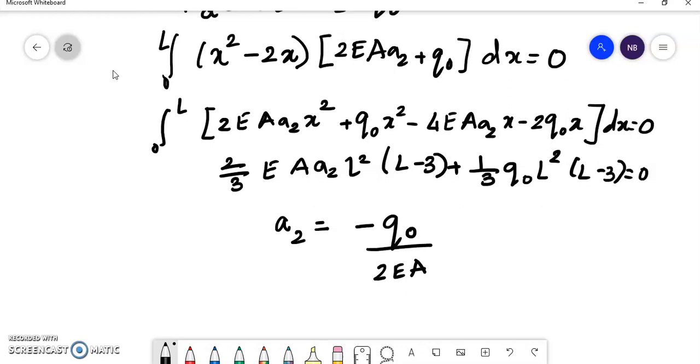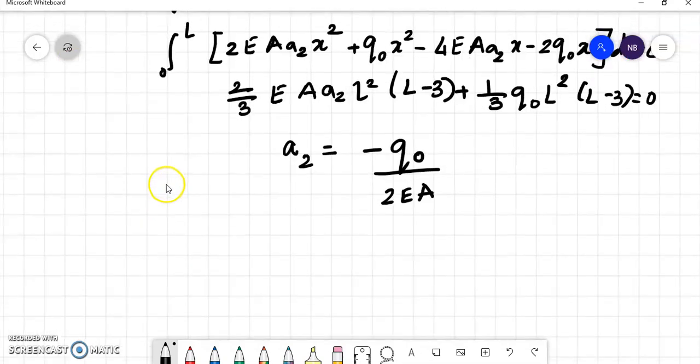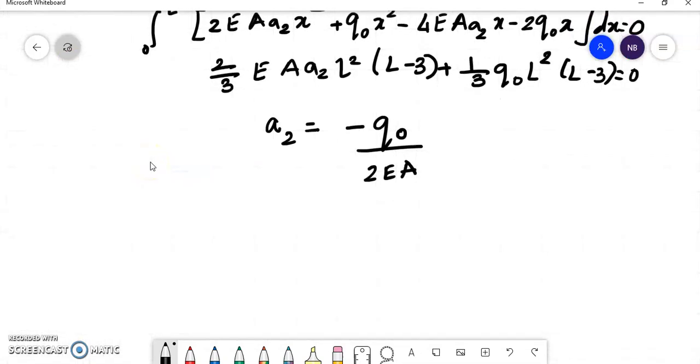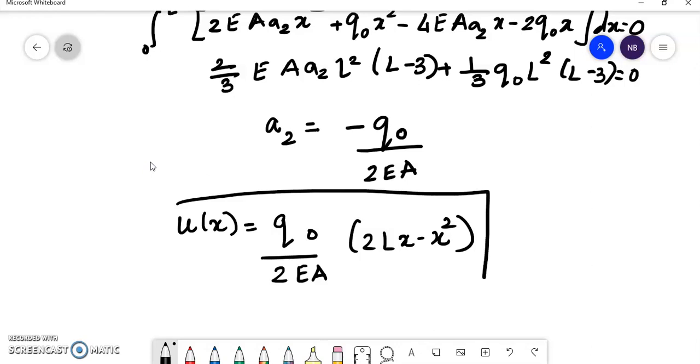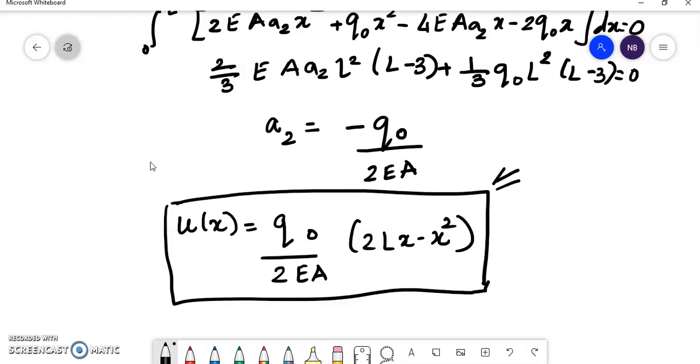Now substituting for the value of A2 in equation 2, we obtain the displacement at any position x as Q naught upon 2EA times (lx minus x squared). So this is what was asked. We were asked to obtain the displacement of a bar element at any point x, and this is what we arrive at.